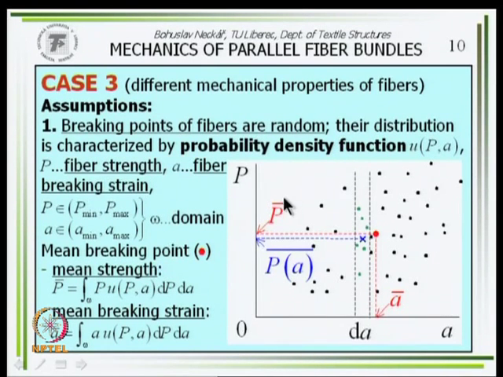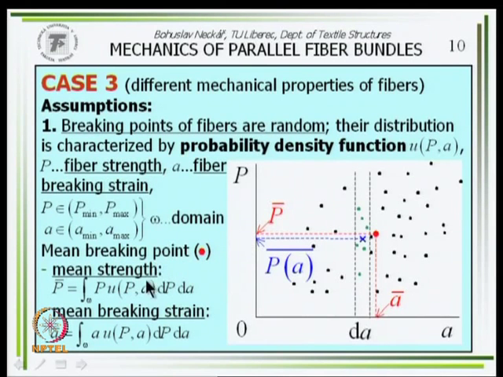And the distribution of all such points, of strength and breaking elongation of fibers, has some joint probability density function of these couples. This joint probability density function we call U of P, A. It's a probability density function U of two parameters, two random variables. The first random variable is P, fiber strength. The second random variable is A, fiber breaking strain.